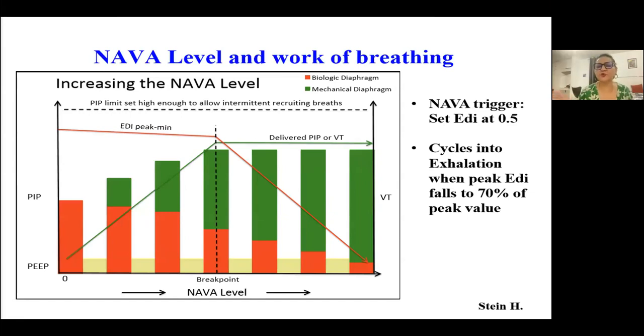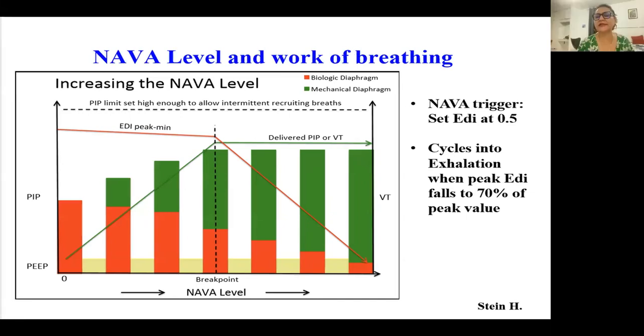Nava trigger, usually we are setting an EDI at 0.5. And as I said, the trigger will start after 0.5 plus 0.3, that is 0.8. And we should know what the breakpoint is. Now, what is breakpoint? What is happening here? We are increasing the Nava level. So when we are increasing the Nava level, what is happening?